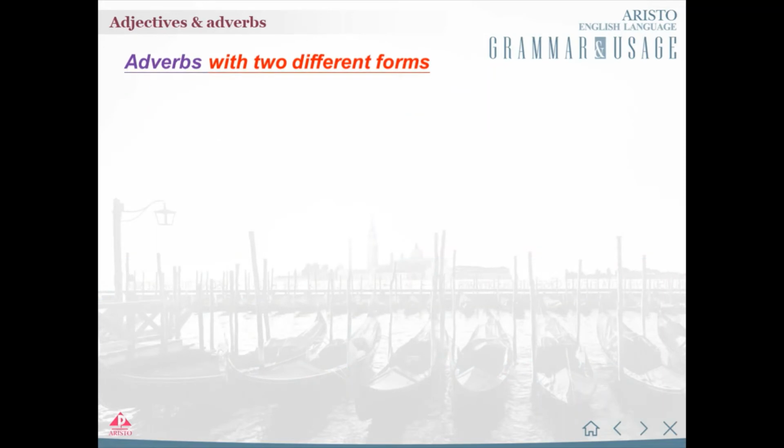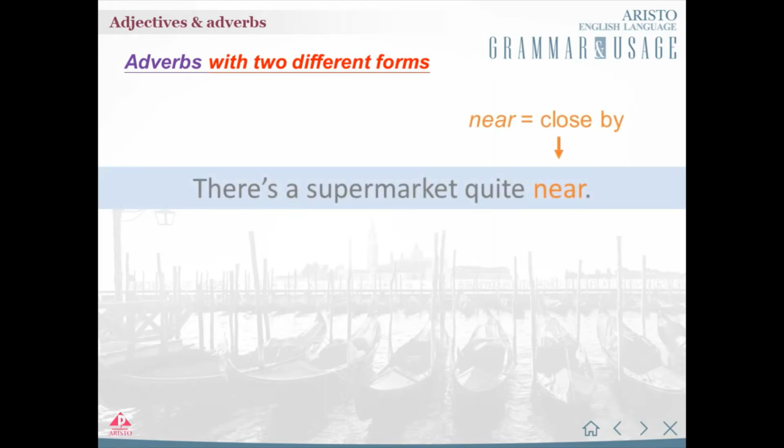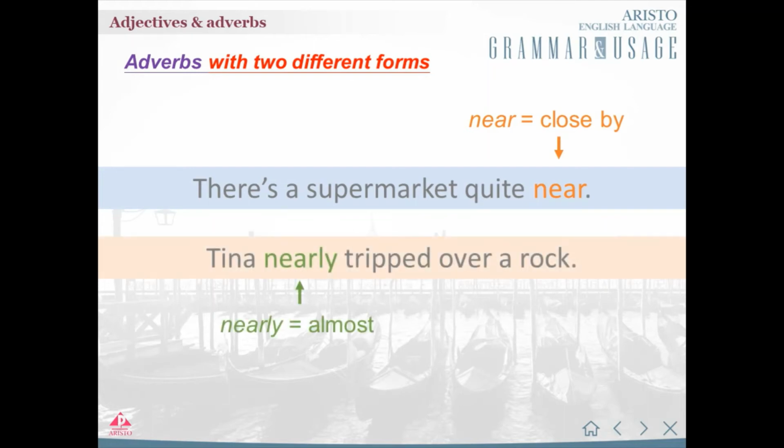Although some adverbs have the same meaning, regardless of whether they take an ly suffix or not, some adverbs have a different meaning when we add ly to the adjective. Let's look at the adjective near as an example. In the first sentence, near is used to mean close by. However, if we add an ly to near, its meaning changes.